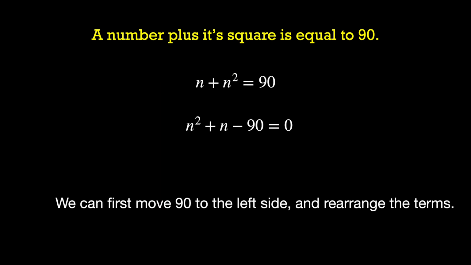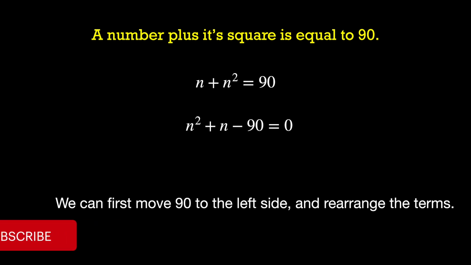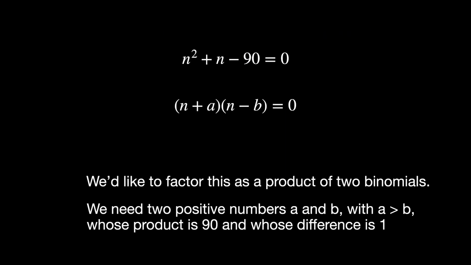Let's move the 90 to the left side and rearrange the terms. So we have a trinomial: n squared plus n minus 90 is equal to 0. We'd like to factor this as a product of two binomials.